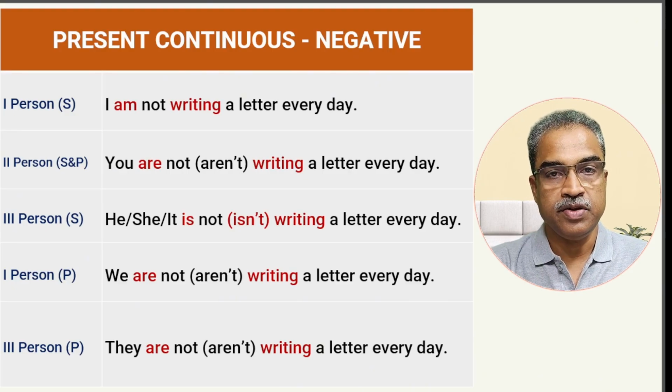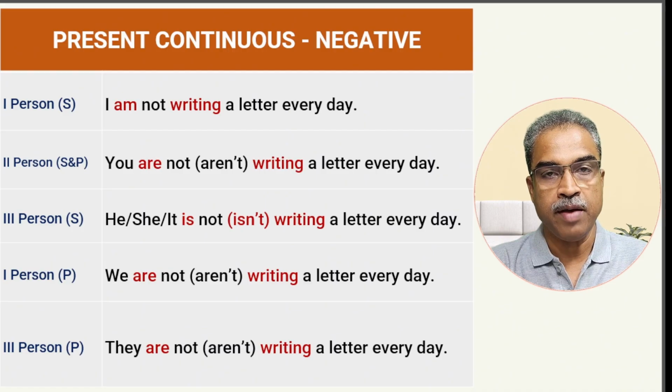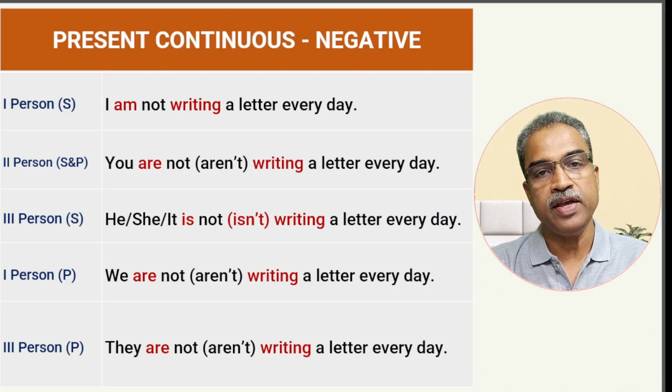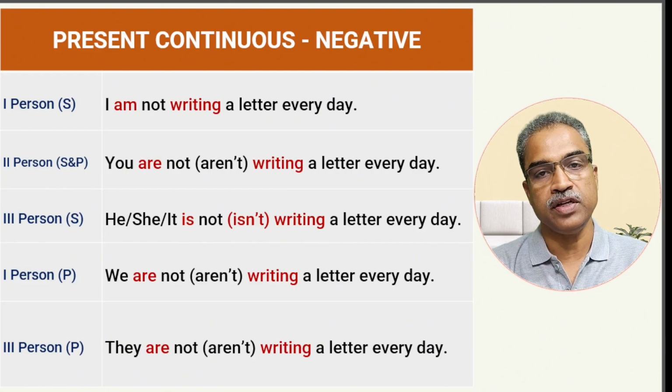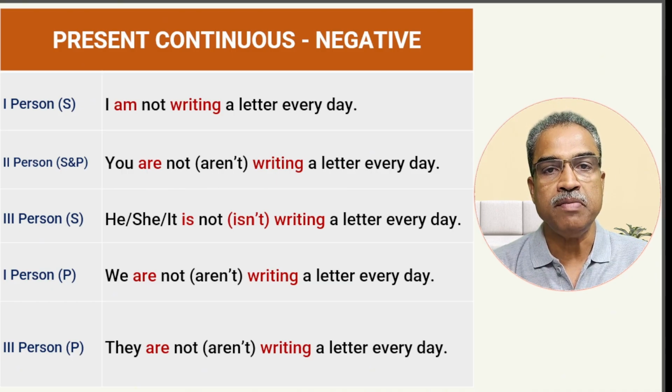So the continuous affirmative statement is: I am writing a letter. And when you make it negative, the same pattern that we learned in other tenses continues here as well. So it will be: I am not writing a letter every day. I am not writing a letter. The only thing you need to remember here in the continuous tense, when you make a negative statement, please put that not immediately after the auxiliary verb. So, I am not writing a letter every day.